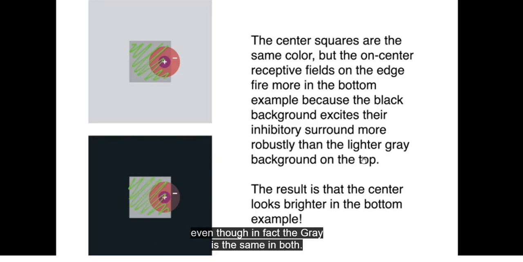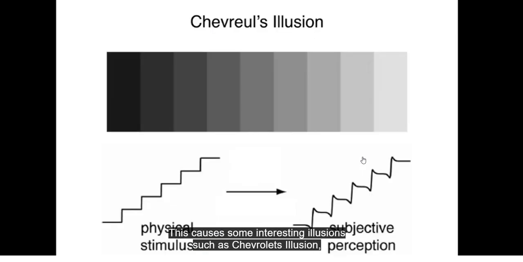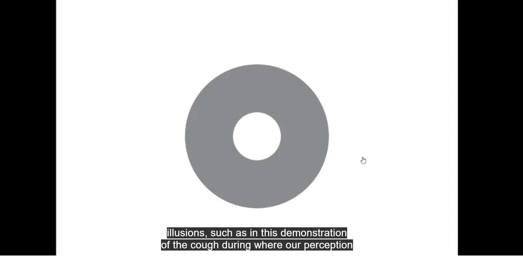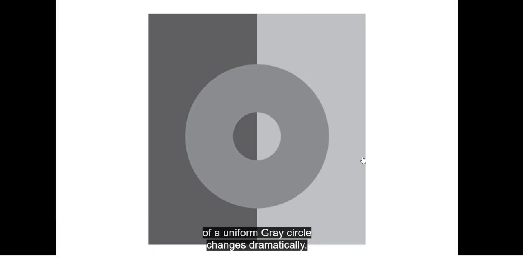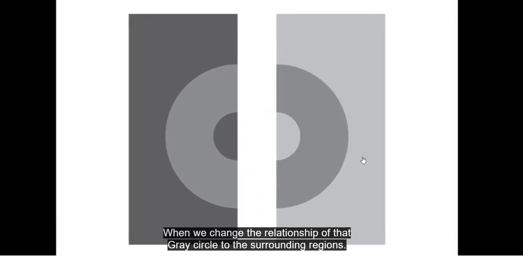This causes some interesting illusions, such as Chevreul's illusion, where we see scalloped edges where uniform gray bars meet each other, because the retinal ganglion cells along the edges are firing at higher rates on opposite edges of these transition zones. It can also create some rather startling illusions, such as in this demonstration of the Kafka ring, where our perception of a uniform gray circle changes dramatically when we change the relationship of that gray circle to the surrounding regions.